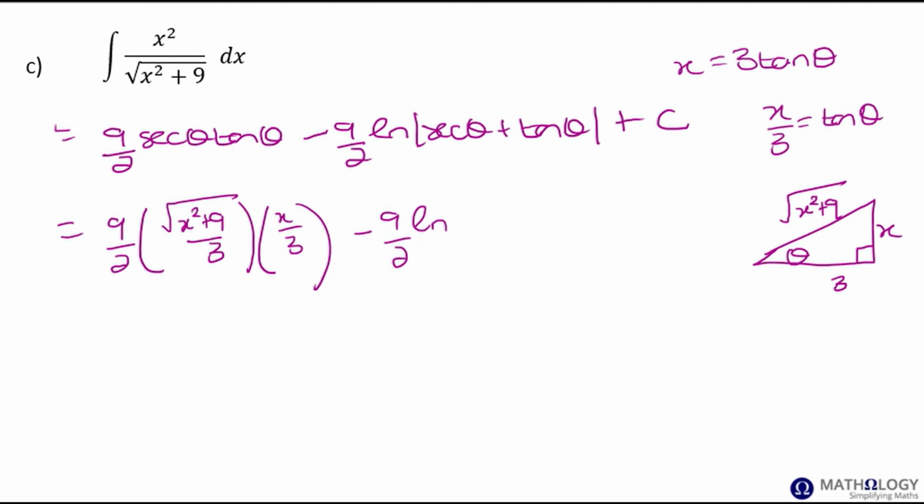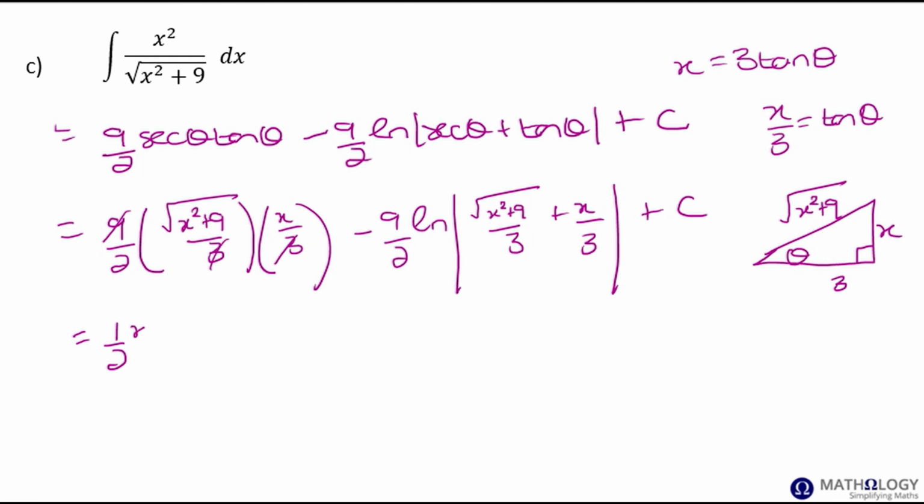minus 9 over 2 ln sec theta will be root x squared plus 9 over 3 plus tan theta x over 3, and then plus your constant c. So at the bottom we have 3 times 3 is 9. That 9 will cancel with that 9 there. So we'll have a half x root x squared plus 9 minus 9 over 2.